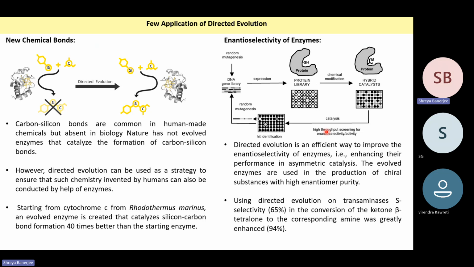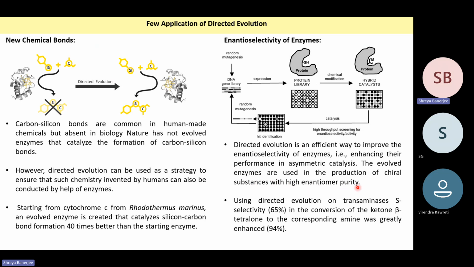That is, suppose the enzyme is reacting with the R enantiomer, it will not react with the S enantiomer at all. So there is selectivity between enantiomers as well, and that is called asymmetric catalysis. So from an enzyme that is not selective to enantiomers, that is, it reacts with R and S equally, by directed evolution, a new enzyme can be created which selectively interacts with either the R or the S enantiomer. And so they can be used in the production of chiral substances with high enantiomeric purity.